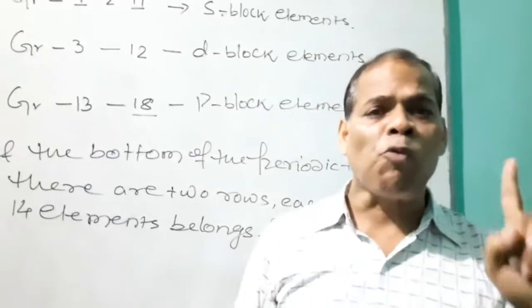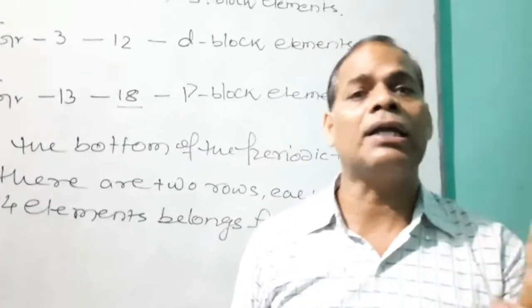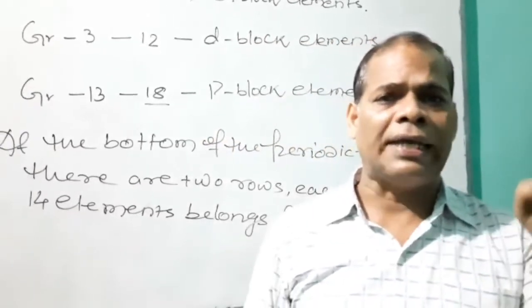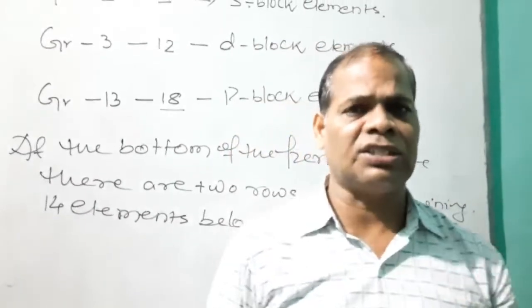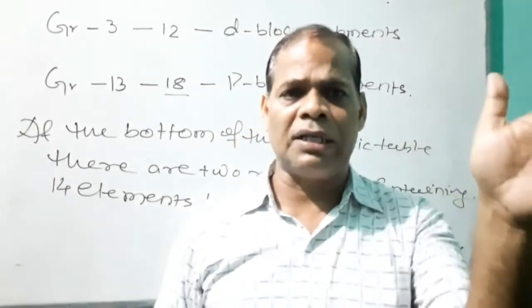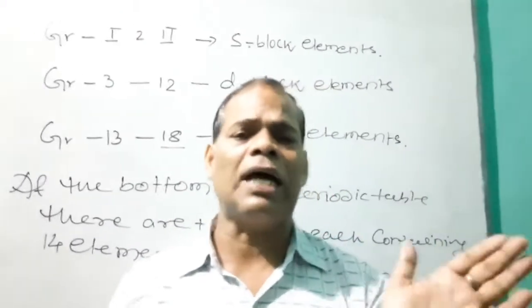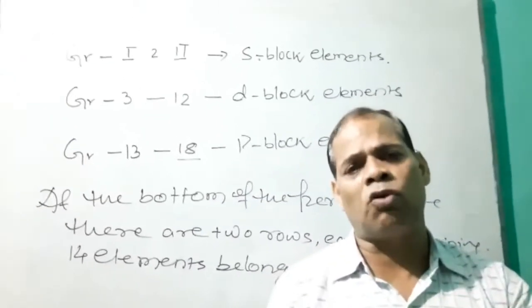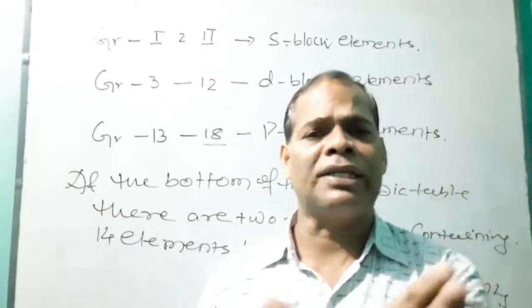Now next, very much informative. Group 1 element is called alkali metal group. In group 1, the elements are lithium, sodium, potassium, rubidium, cesium, francium. These elements belong to group 1, and the general name of group 1 is called alkali metal group.